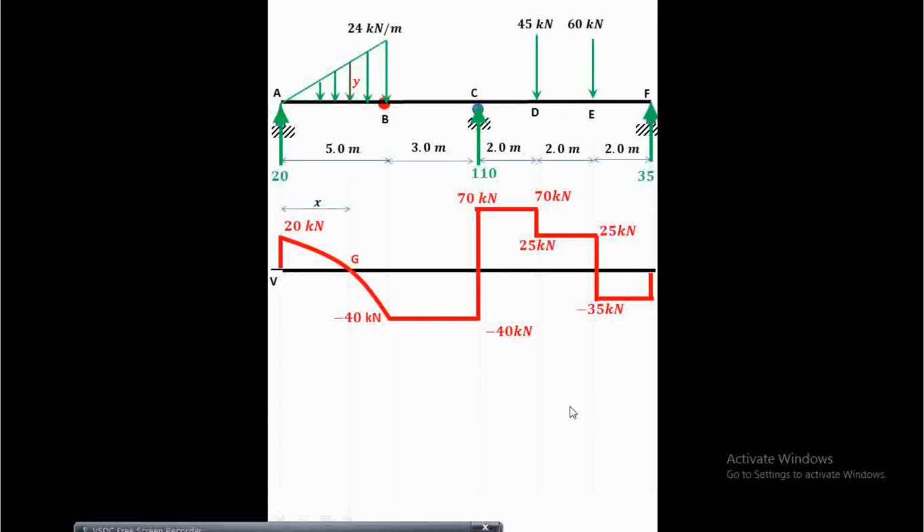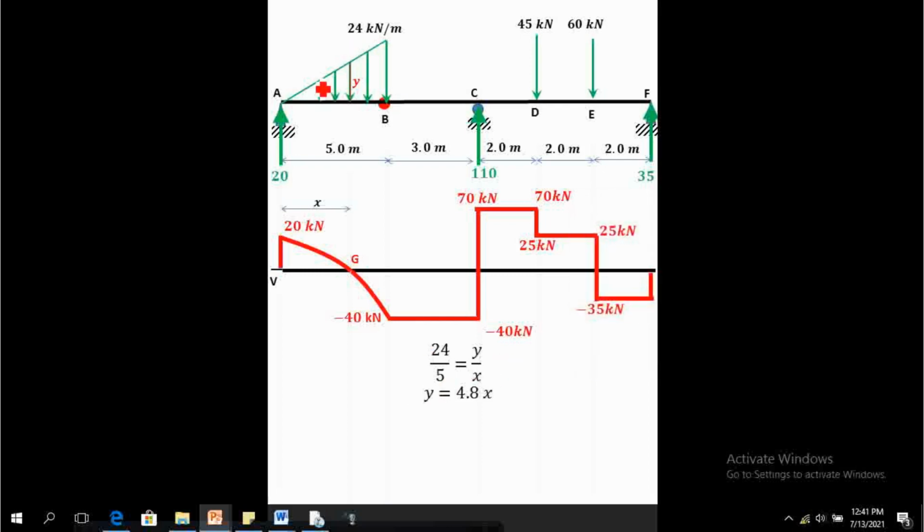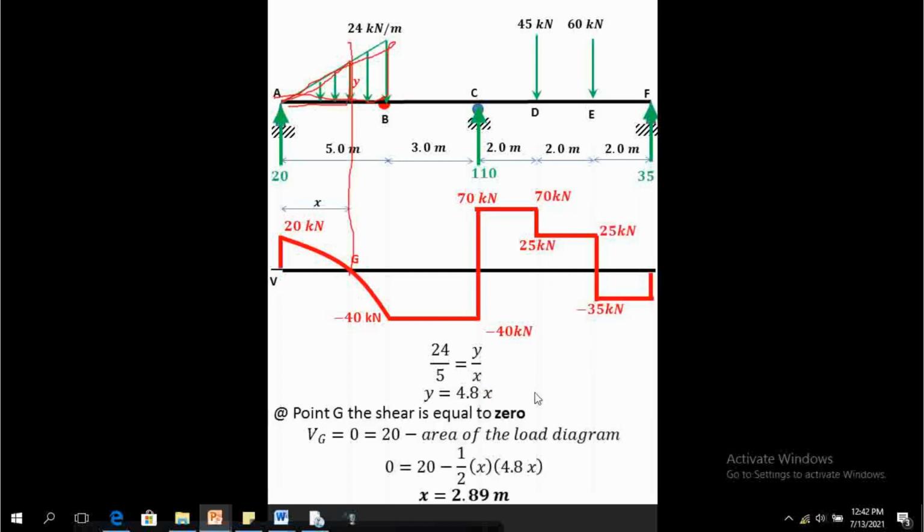So, if I'm going to use that, 24/5 is equal to y over x. Ano yung 24? Ano yung 5? Okay. Since nag-0 dito kay point G, now if I'm going to extend that up to the load diagram, andito yung y. So, again, using ratio and proportion, this bigger triangle is equal to the small triangle. So, 24/5 is equal to y over x. My y now is equal to 4.8x.